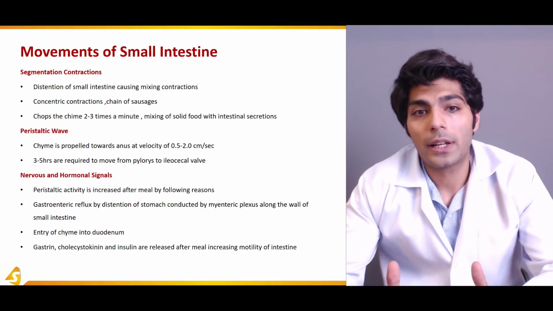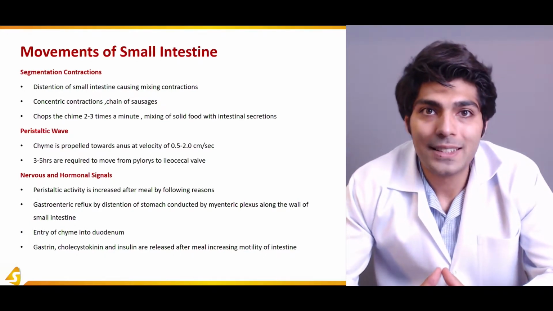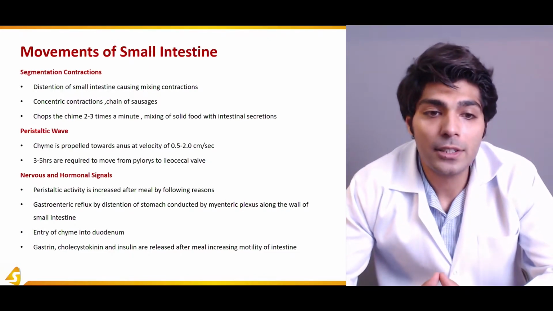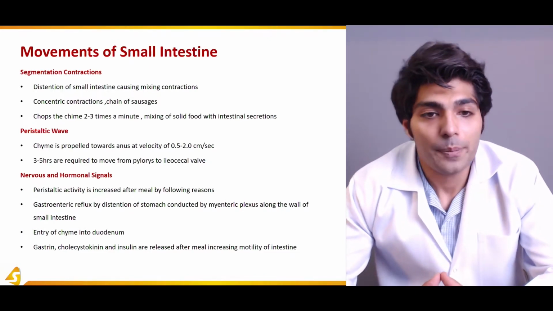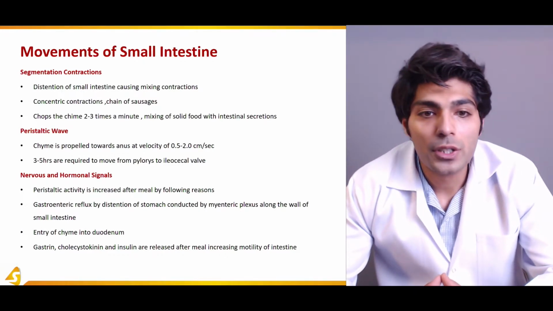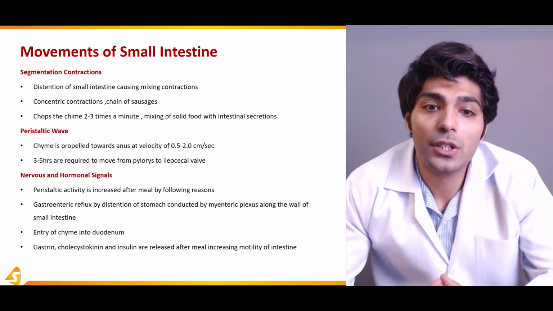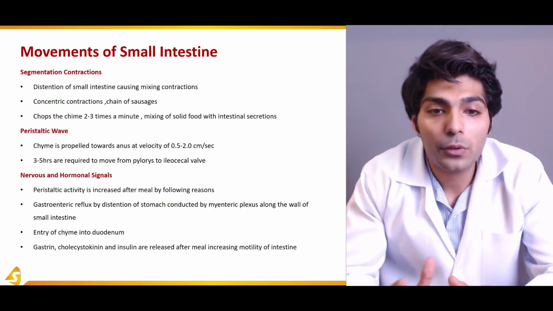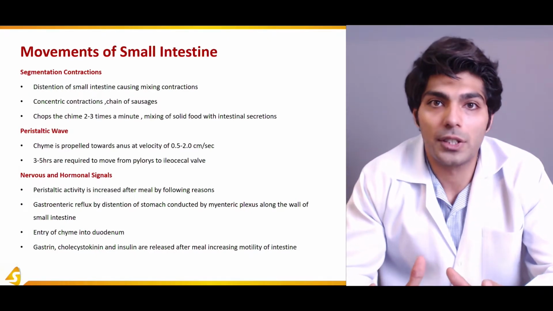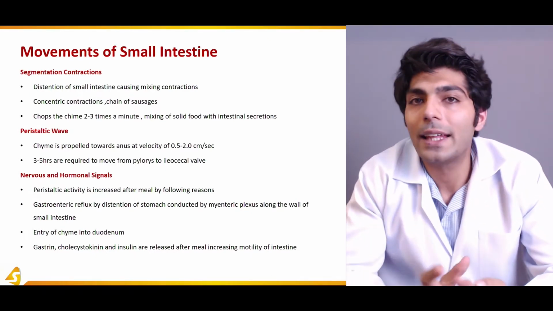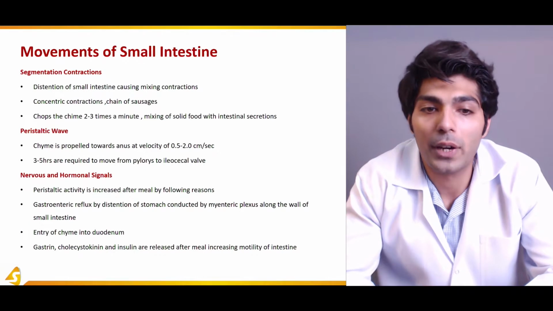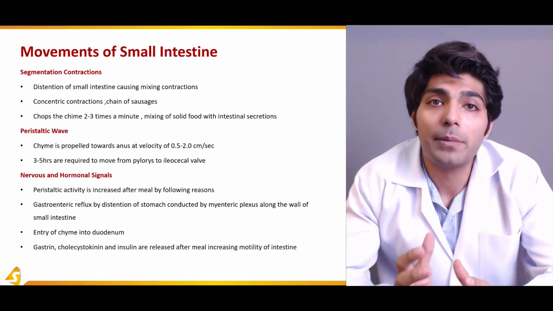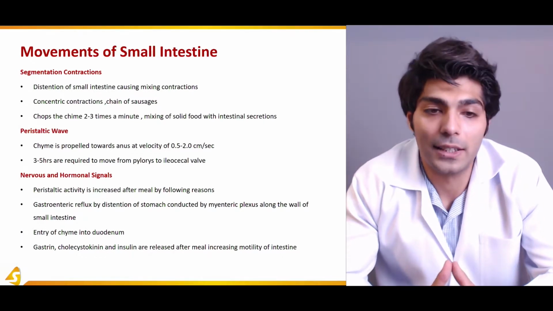Now the chyme has entered the duodenum, so there are movements in the small intestine that need to be appreciated. Number one is segmentational contractions, with the distension of the small intestine causing mixing contractions. There are concentric contractions, and a chain of sausages is formed because of the contraction and the relaxation. These chop the chyme 2 to 3 times a minute, mixing solid food with intestinal secretions.